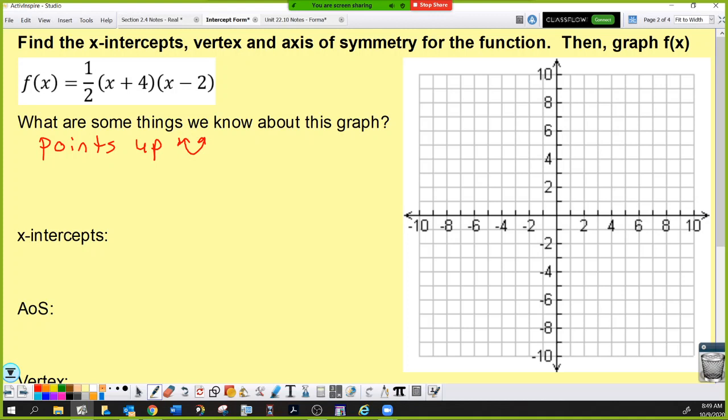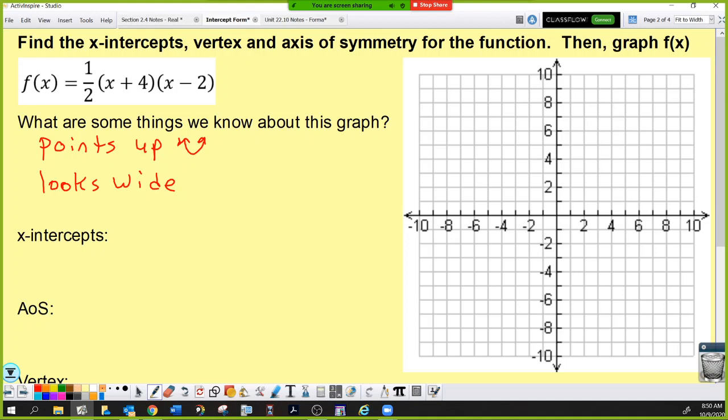But not only is that number positive, that number is a 1/2. So what that means is it's going to appear to be wider than a standard parabola. So you can say it looks a little wide. Good. Now, just by looking at the equation, we also know the x-intercepts. But that's the next question.